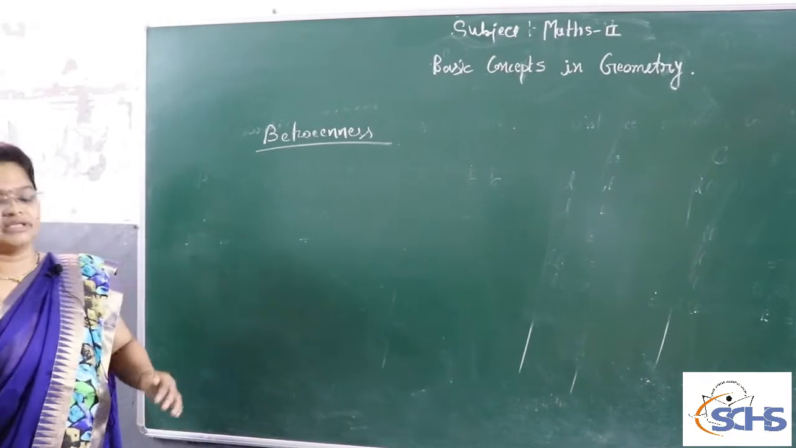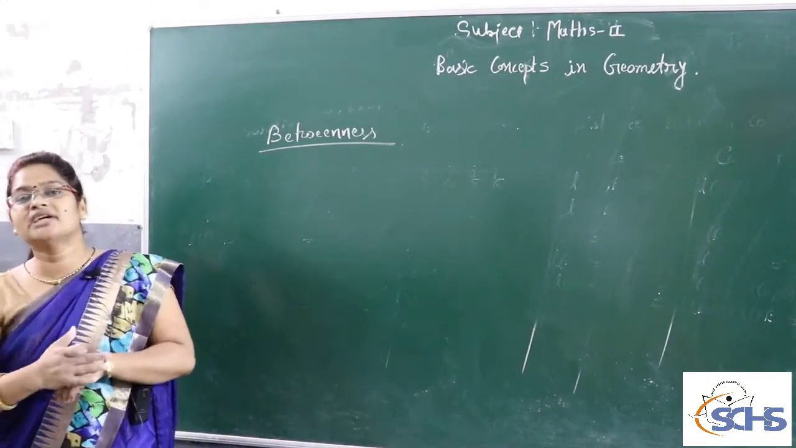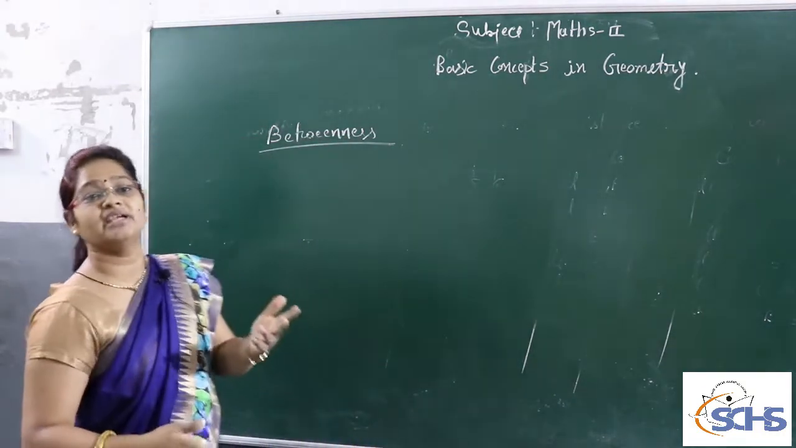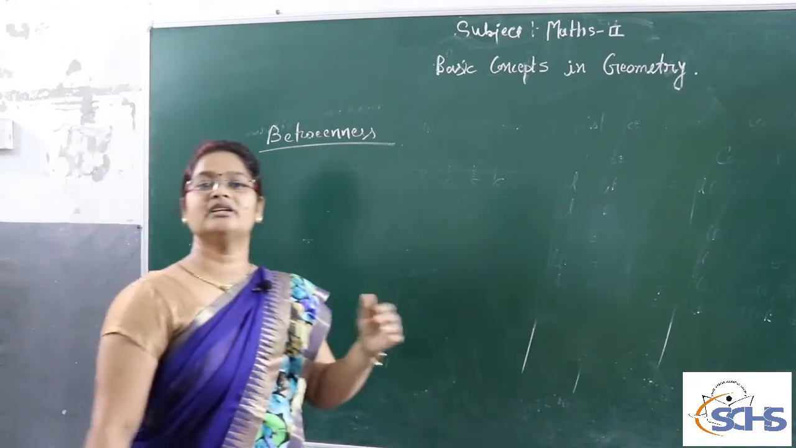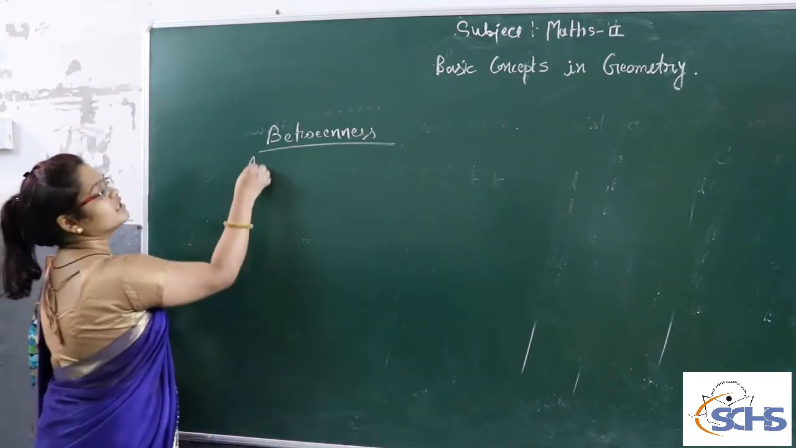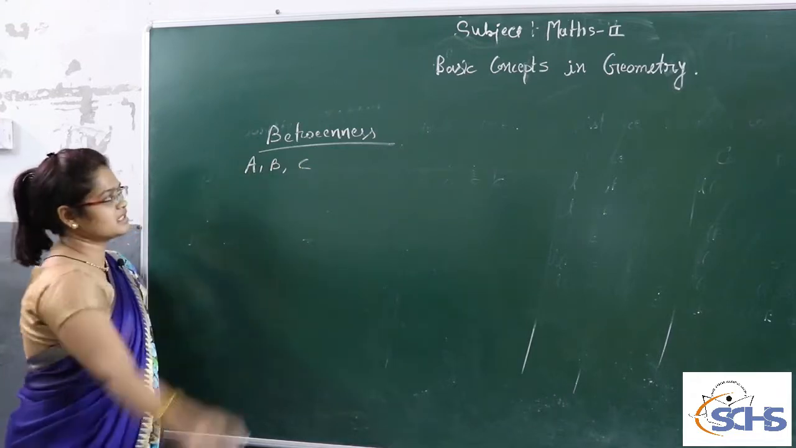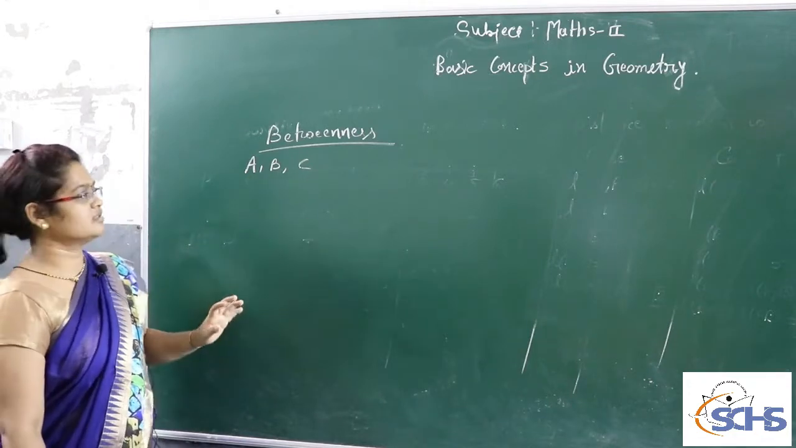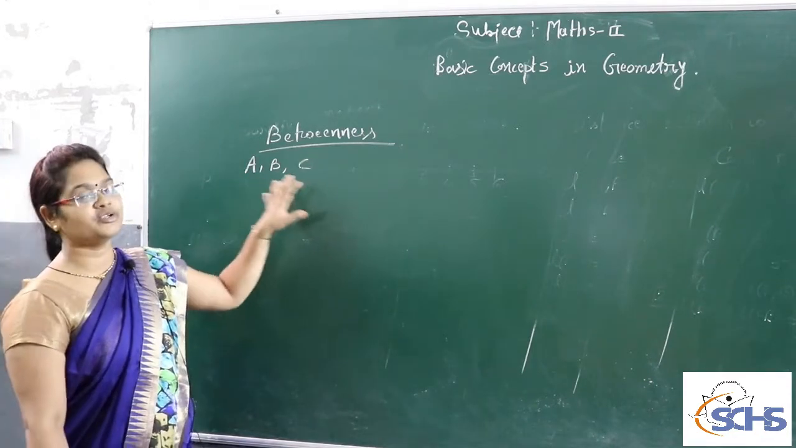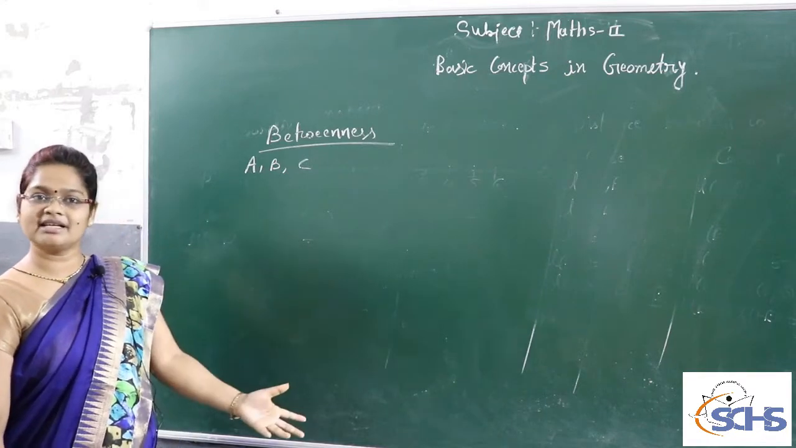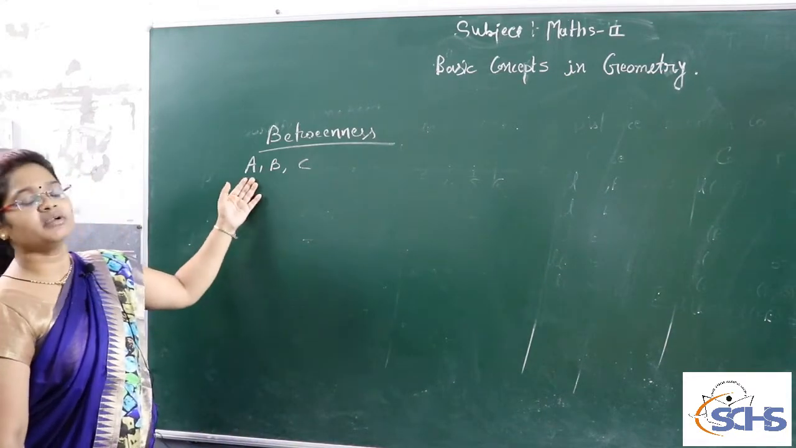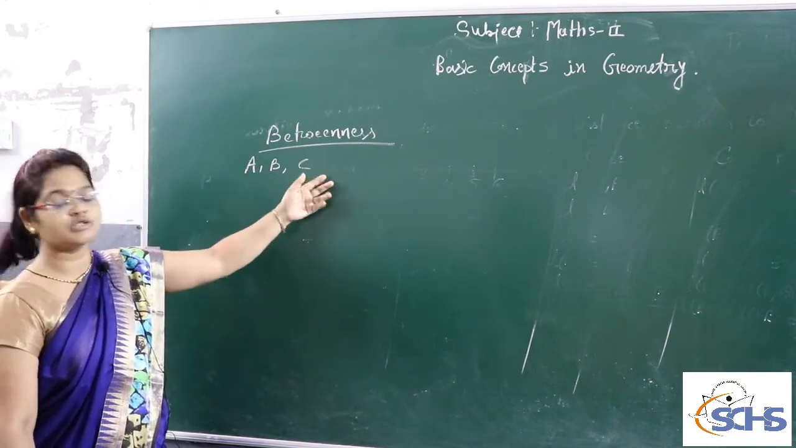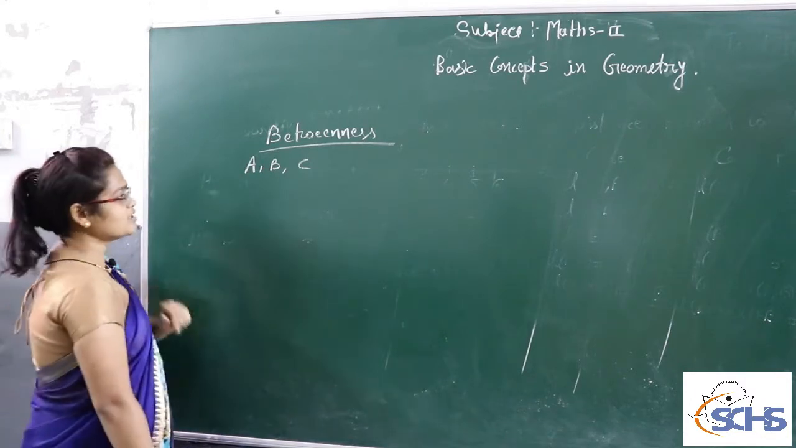Now what is the meaning of betweenness? Betweenness means when we are given 3 points and we have to decide which point will be in between the remaining 2 points. Suppose we are given 3 different points, that is A, B and C, and those 3 points are collinear. So 3 possibilities are there. It means point A can be in between point B and C, point B can be in between A and C, and point C also can be in between A and B. So 3 possibilities are there.